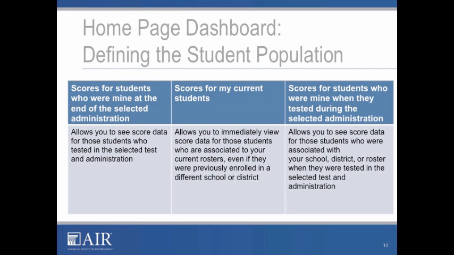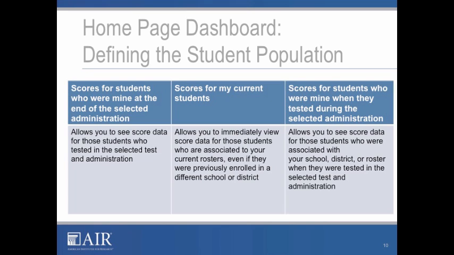Scores for students who were mine at the end of the selected administration allows you to see score data for those students who tested in the selected test and administration and were associated with your roster, school, or district at the end of the selected test and administration. Scores for my current students allows you to view score data for students assigned to your current rosters, even if they were previously enrolled in a different school or district. This view enables you to see your current students' previous strengths and weaknesses before they begin testing this year.